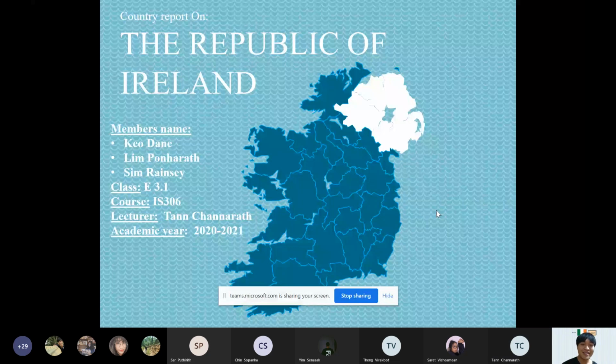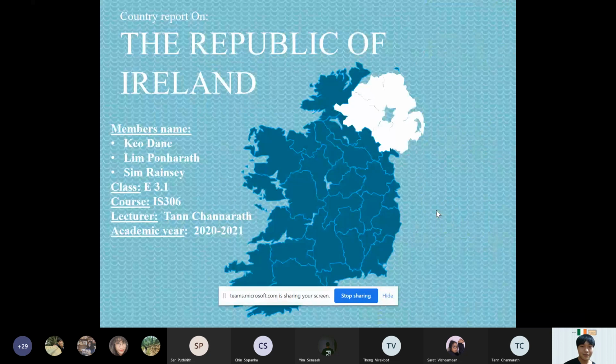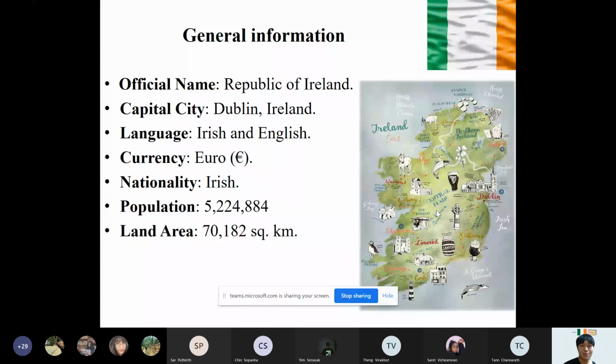Today I'm going to present the country report of the Republic of Ireland. Our group members consist of Grenadines, Lampanyaroan, and Vincent. For general information, our official name is Republic of Ireland. Our capital city is Dublin. In Ireland, we speak Irish and English. Our currency is the Euro. Our nationality is Irish, and there are about 5,200,000 people in Ireland. Our total land area is 70,182 square kilometers.